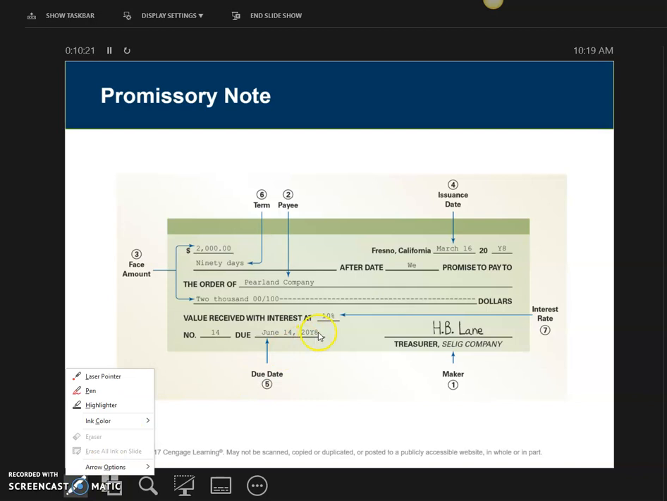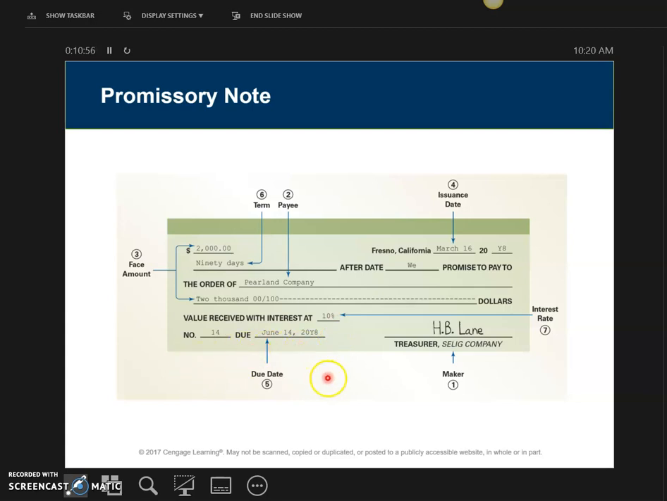Let me turn my little highlighter on. Sorry about that. Here we go. So 10% is the annual interest rate. Here are the important things you need to know. You need to know the principal amount, the time frame of 90 days, the date signed, and the interest rate. Because the two hardest parts in this part of the chapter are how much interest is owed and what date it is due on. Now, according to this, it's due on June 14th.